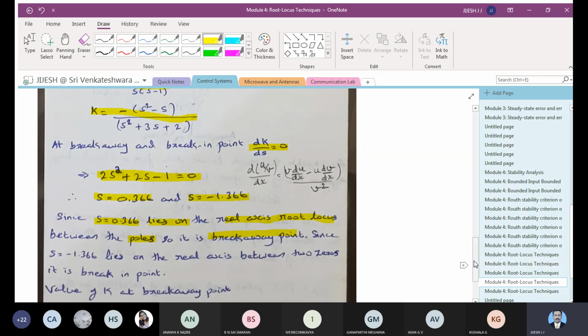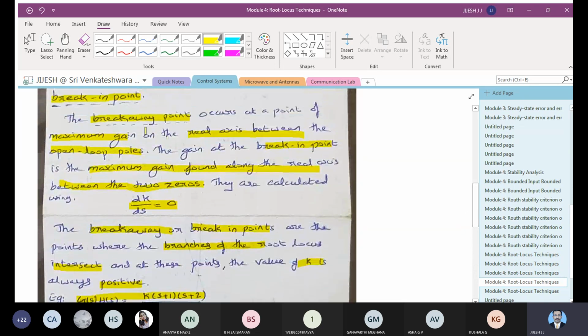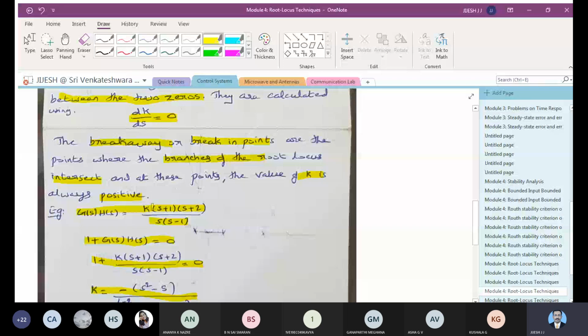You understand carefully, here we have also seen a few points. This point is very important. Breakaway point occurs at the point of maximum gain in the real axis between the open loop poles. Break-in point is the maximum gain found along the real axis between the two zeros. I have told you that when you equate s plus 1 and s plus 2, you get s equal to minus 1 and s equal to minus 2. And for s equal to 0, you get s equal to plus 1. So you understand where the zeros and where the poles are.